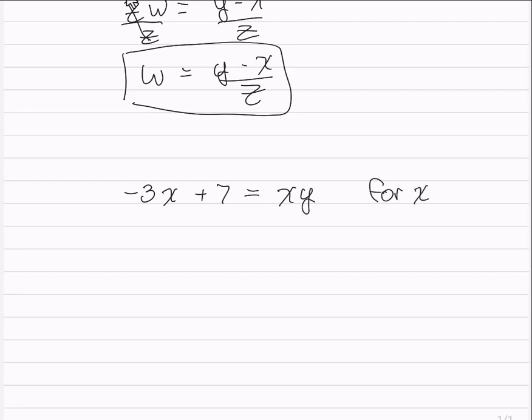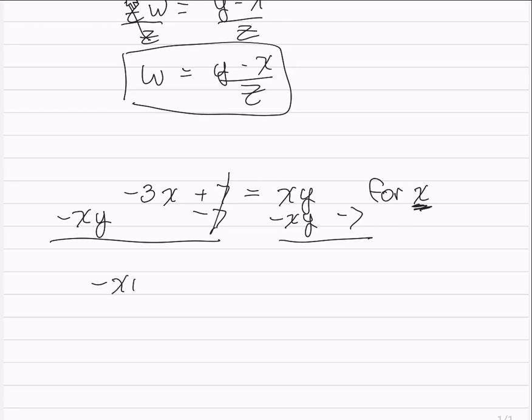Okay, so the first thing I need to do is, whatever variable I'm looking for, I have to get them all on one side and get everything else on the other side. Anything that has an x in it, I need to get on one side. Anything that doesn't have an x in it, get on the other side. So I'll move the xy to the left side and the 7 to the right side. I'll subtract xy from both sides, and I'll also subtract 7 from both sides. So the 7's cancel. On this side, I get negative xy minus 3x. And on this side, the xy's cancel, I get negative 7.